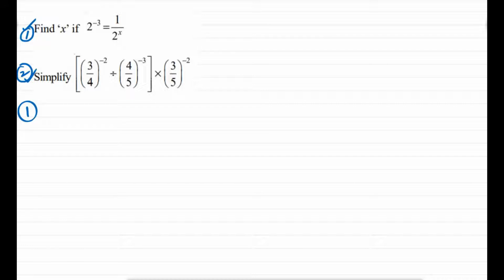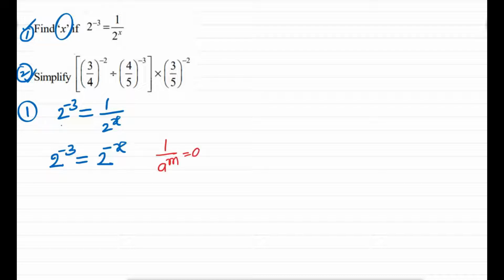What is given is: if 2 to the power of minus 3 is equal to 1 by 2 to the power of x, I have to find the value of x. I can write 2 power minus 3 as 1 by 2 power 3, and we can write 1 by 2 power x as 2 power minus x. So I keep the LHS as it is and change the RHS to 2 to the power of minus x, since 1 by a power m can be written as a power minus m. Using that rule I have written this.